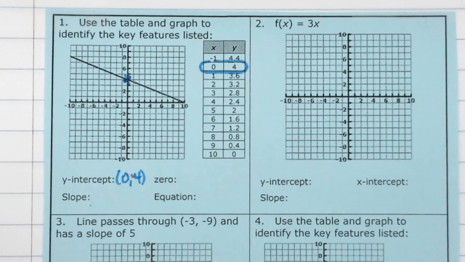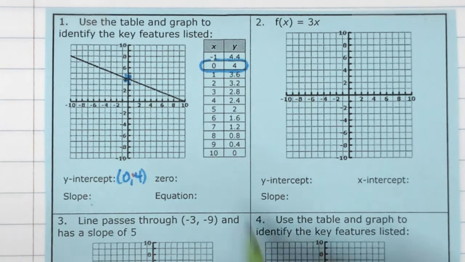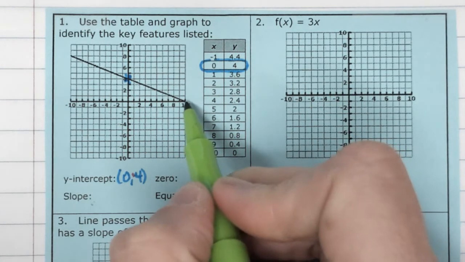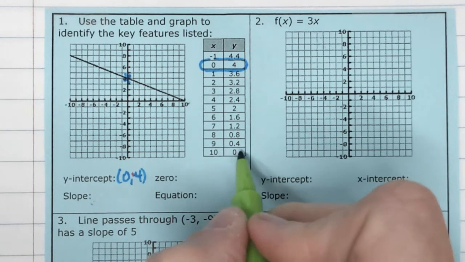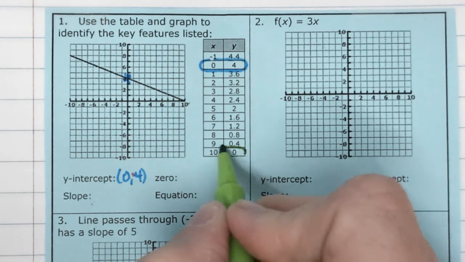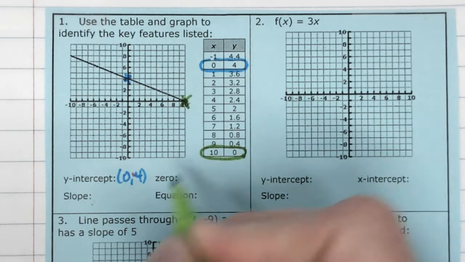All right. The next easiest thing to find, if it's there, is my x-intercept. Now, I think the x-intercept is (10, 0). So my zero, I think, is 10. But I want to look. I happen to also see (10, 0) on my graph. So I feel pretty good about that being my zero.